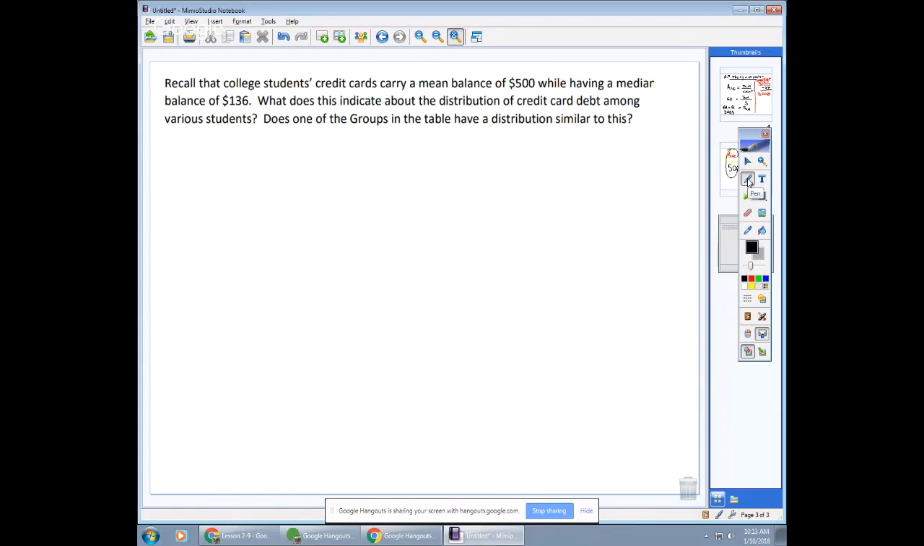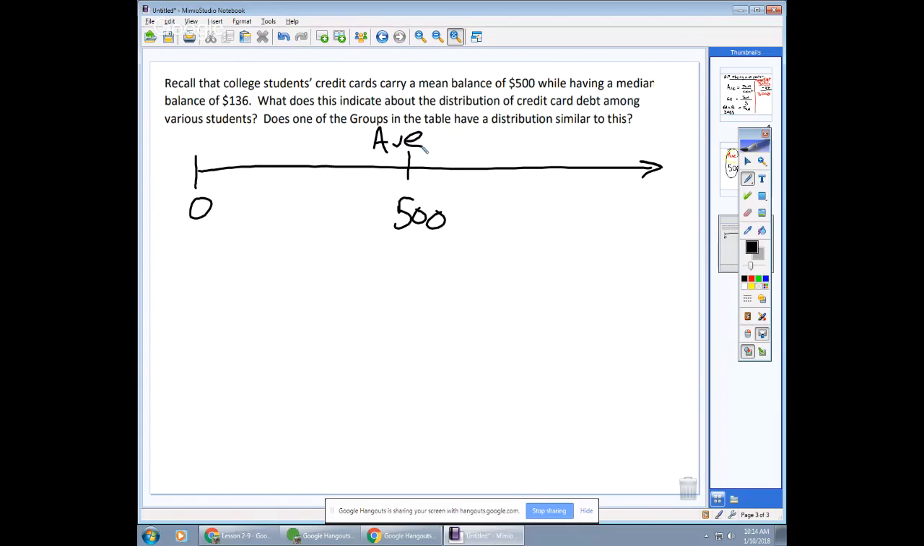So let's see, what do we do? We have a mean of 500. Let's say 500 is here. That's our average. And the median is 136. So let's see, this is about 250. Half of 250 is 125. So right around here is that median of 136.